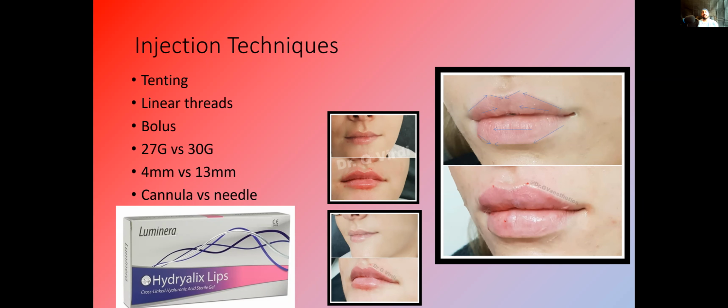So you'll have heard of tenting, which is predominantly what your Russian technique is based on, tenting and layering. Then you have your bog standard linear threads. You've got your bolus technique.